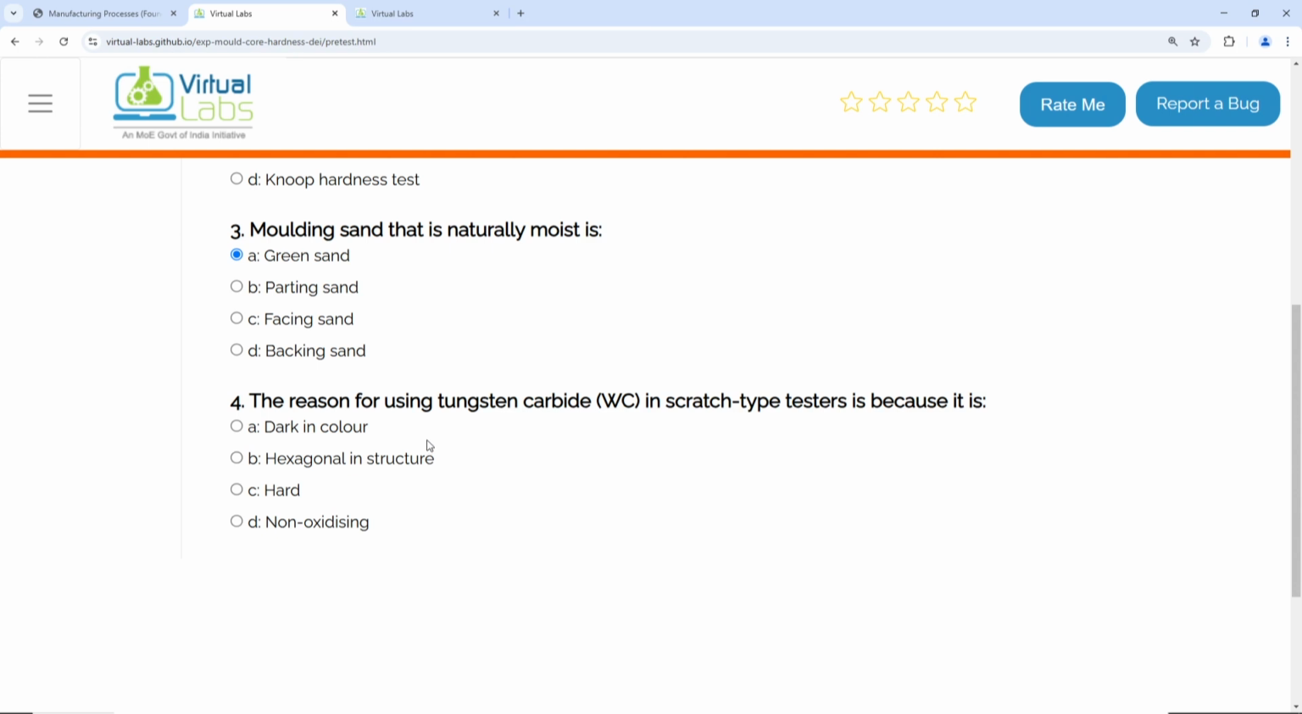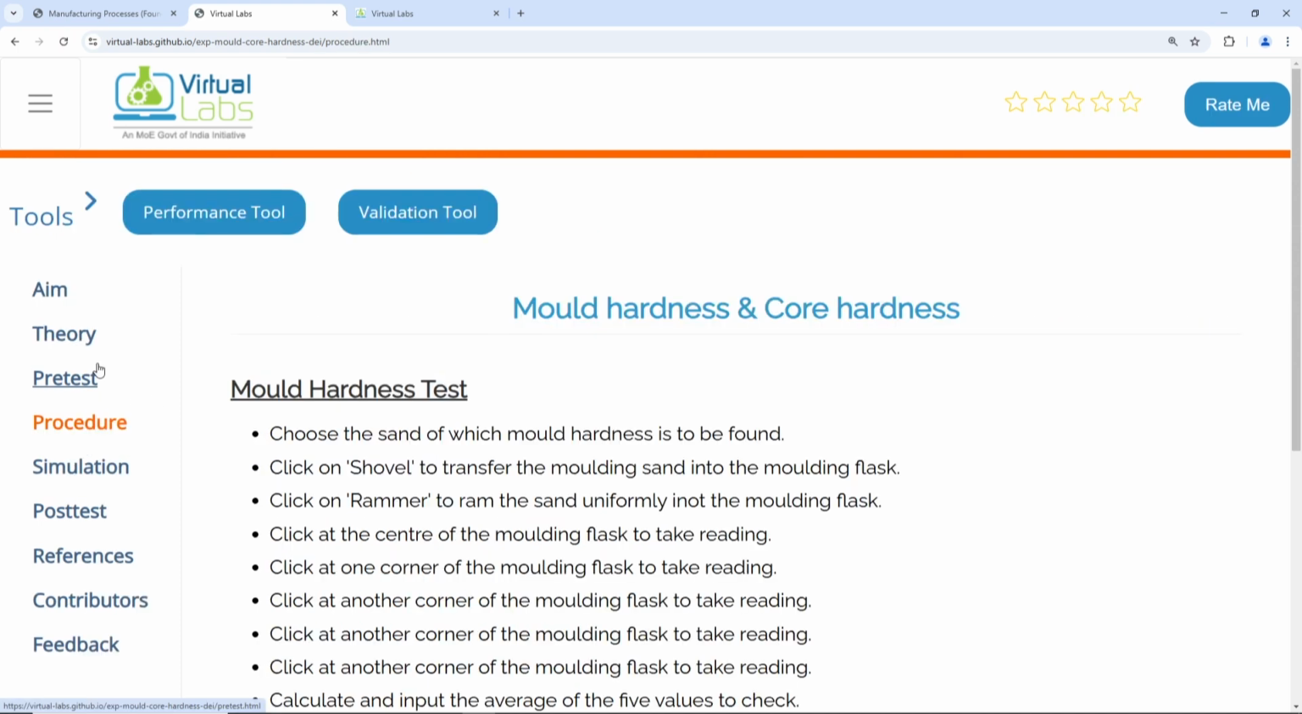The reason for using tungsten carbide in scratch type testers, I will show you the scratch type testing. The reason tungsten carbide is used is because it is hard. There is an indenter, and the pin tip has to be hard. This tip is made out of tungsten carbide. It is a hard material, that is why it is used. This is right. Let me come to the procedure.